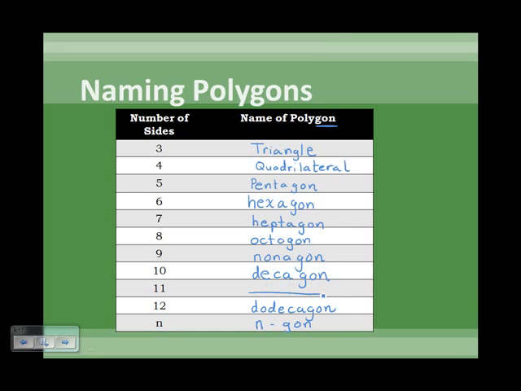I am going to have to look up what we call an 11-sided polygon because for some reason it is escaping me at the moment. Well, you can look it up too and bring it to class tomorrow and tell me what an 11-gon is called.